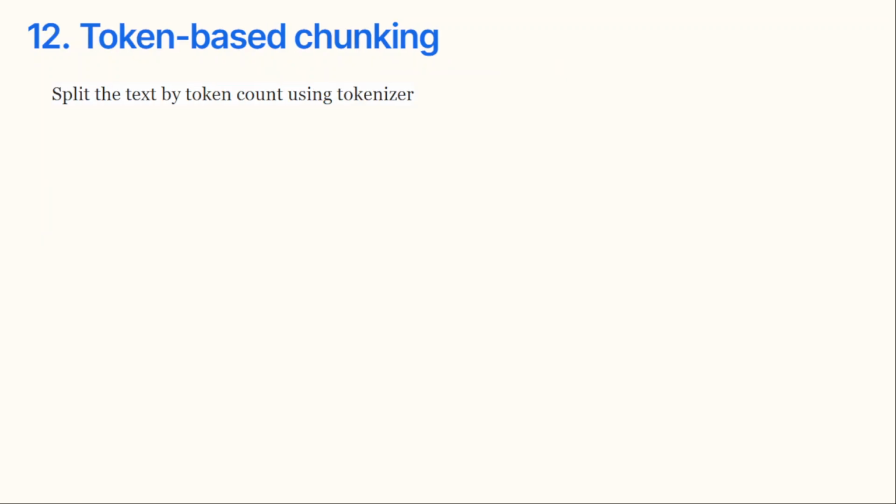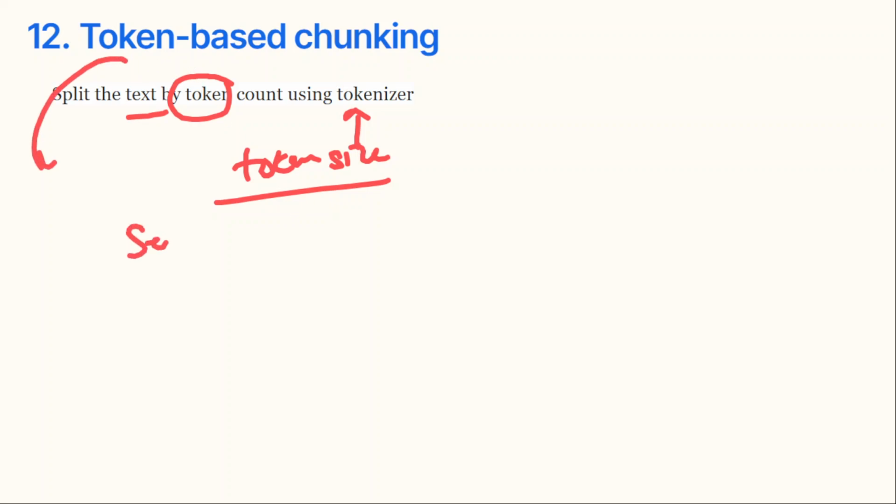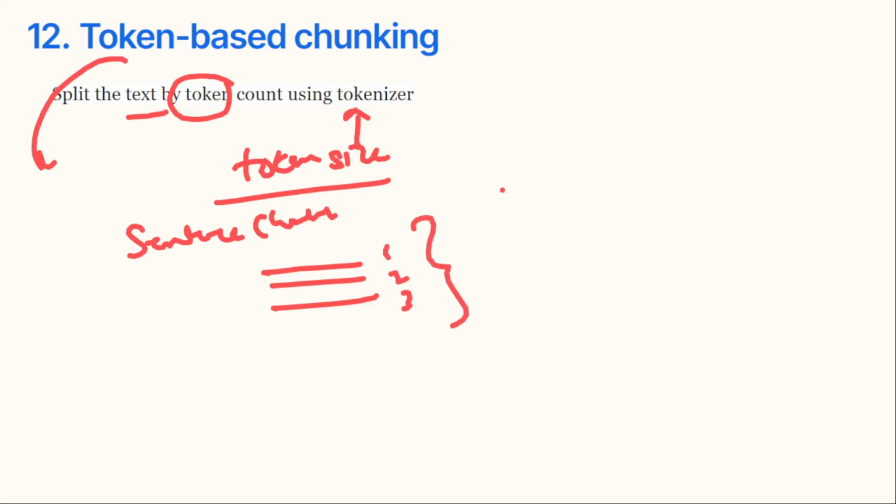Next is something called token-based chunking. What do you mean by token? You know what a token is. You split the text by token count using a tokenizer, so based on the token size you are dividing the data. You typically want to combine this technique with something like sentence chunking. So you have sentence 1, sentence 2, sentence 3, and you want everything to be part of one chunk. You can use this along with another chunking strategy.